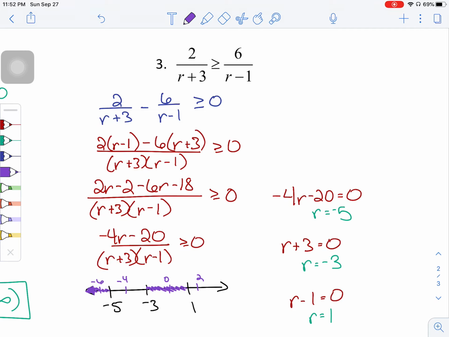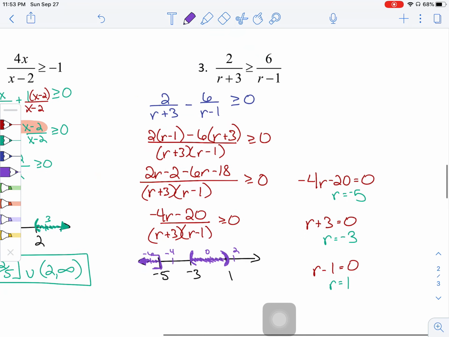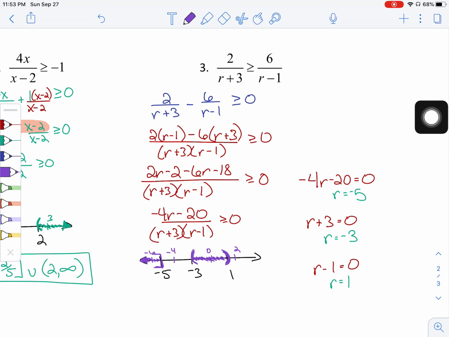All right. So this particular problem, this inequality the whole way through, had the equal to component to it. However, that equal to component only applies to the critical value from the numerator. That's the -5. So -5 is going to take the bracket, okay? But -3 and 1, because they came from the denominator, they're critical values, but they can't actually equal 0. All right? So using our number line here, I'm going to write my interval out, -∞ to -5, bracket, union with -3 to 1, parentheses on both of those.